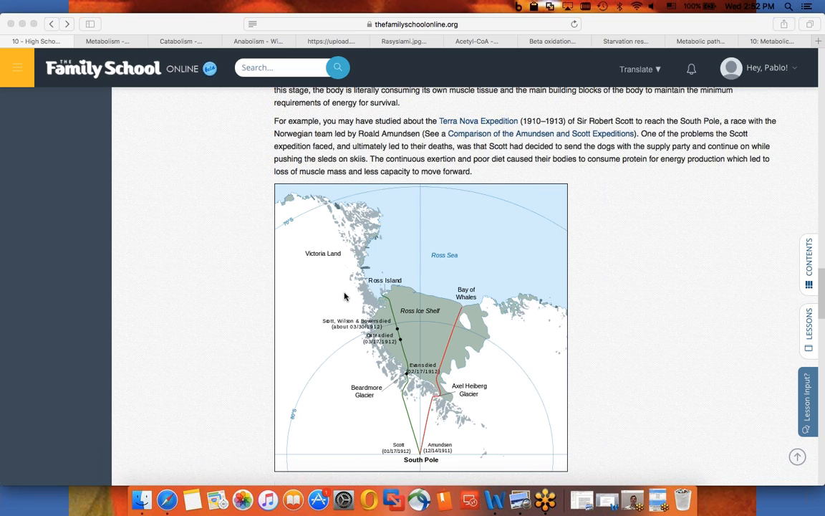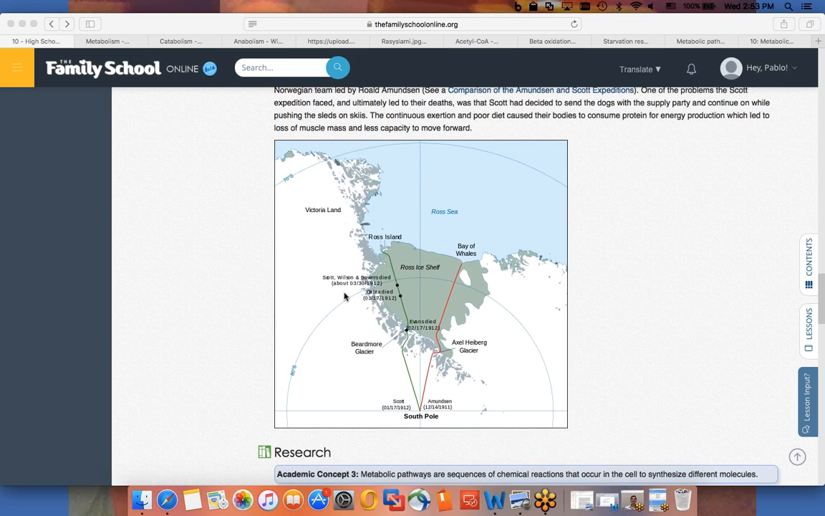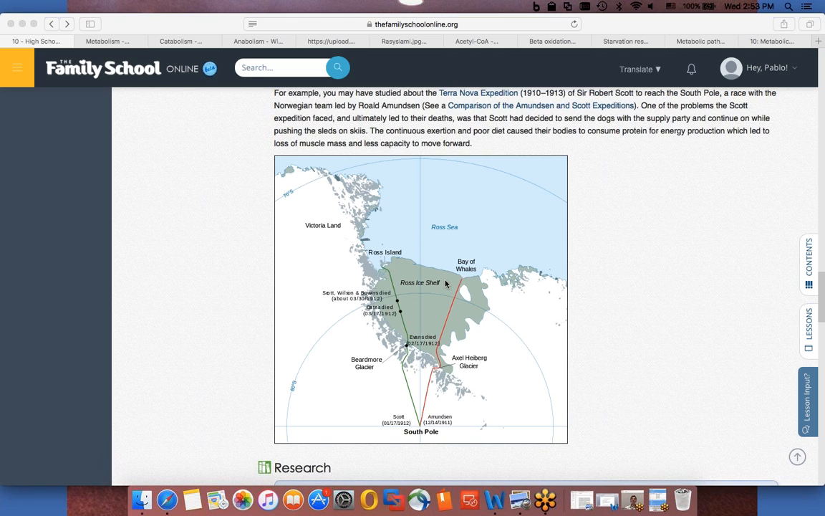And the thing was to see who would be the first person to reach the South Pole. No one had been to the South Pole yet. And so there were these two expeditions. One was a British expedition commanded by Sir Robert Scott, and the other one was a Norwegian expedition commanded by Roald Amundsen. Okay?